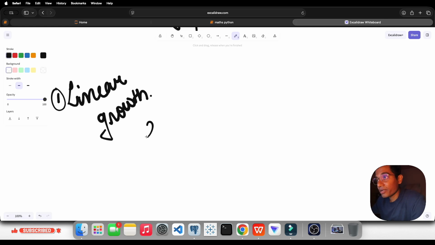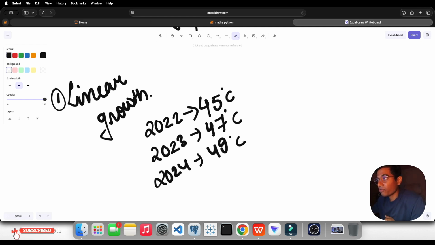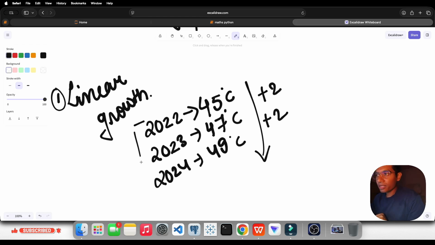Suppose, for example, in 2022 the temperature is 45 degrees Celsius. In 2023, the temperature, let's say, is 47 degrees Celsius. In 2024 the temperature is 49 degrees Celsius. And if I ask you what kind of growth it is, you would say it is a plus 2 degree growth for this sample. So plus 2 degree growth is a linear growth, right?